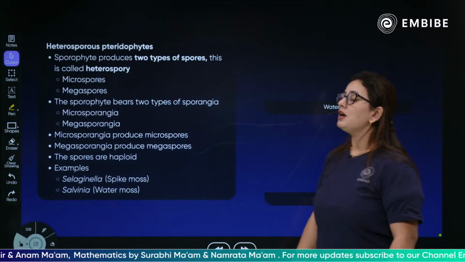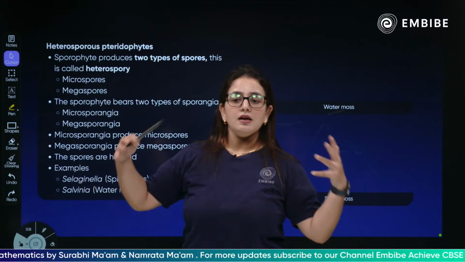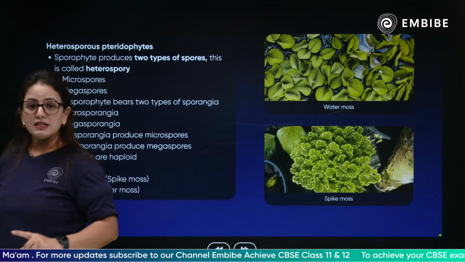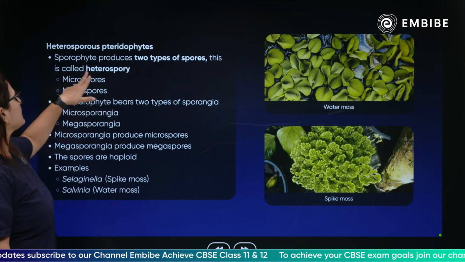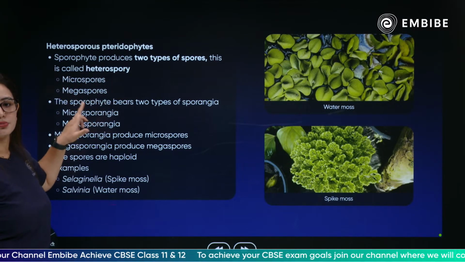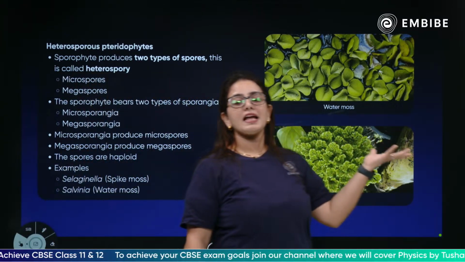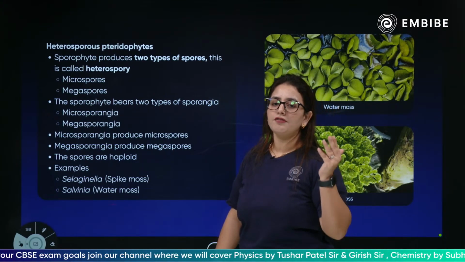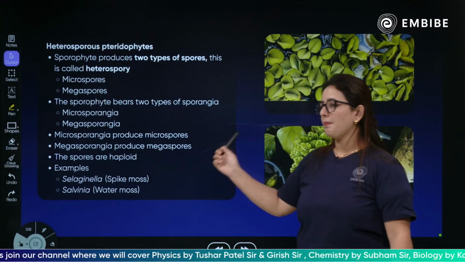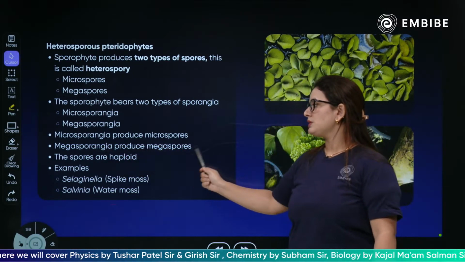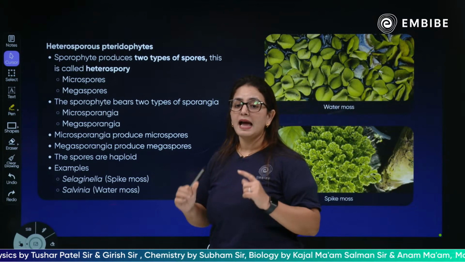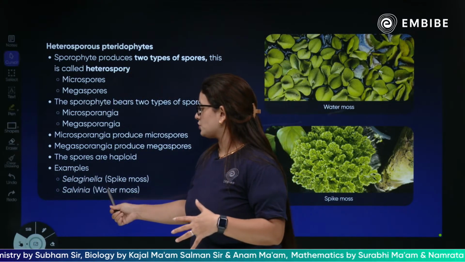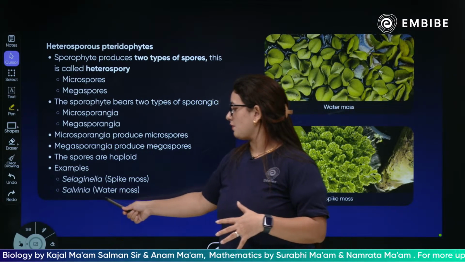Next is heterospory. Heterosporous plants produce two types of spores, megaspore and microspore, giving antheridium and archegonium. The sporophyte will show two types of spores. This is called heterospory. The sporophyte will bear two types of sporangia, microsporangia and megasporangia: micro for the male, mega for the female. Microsporangia will produce microspores and megasporangia will produce megaspores. These spores will be haploid. Examples of heterospory in pteridophytes are Selaginella, also known as spike moss, and Salvinia, known as water moss.